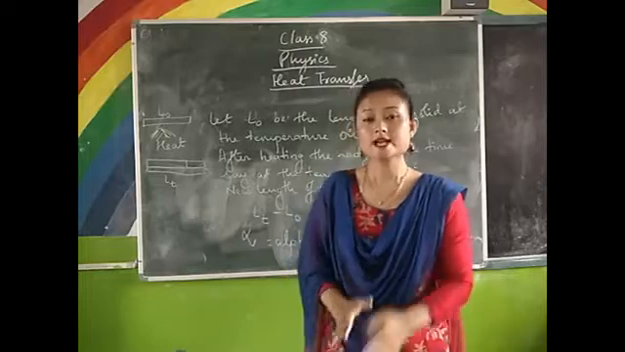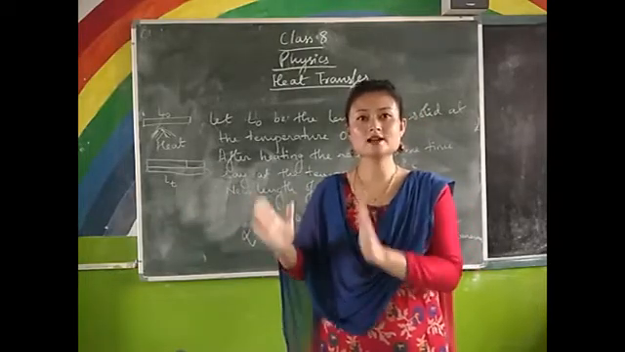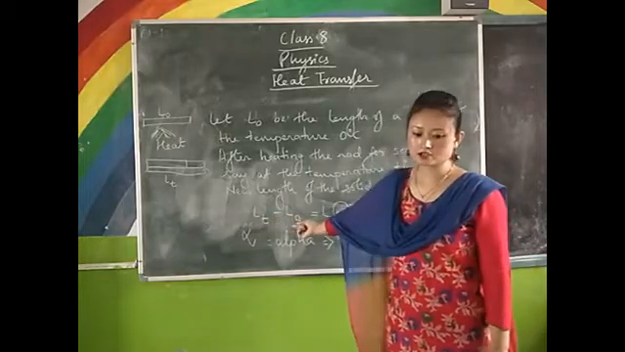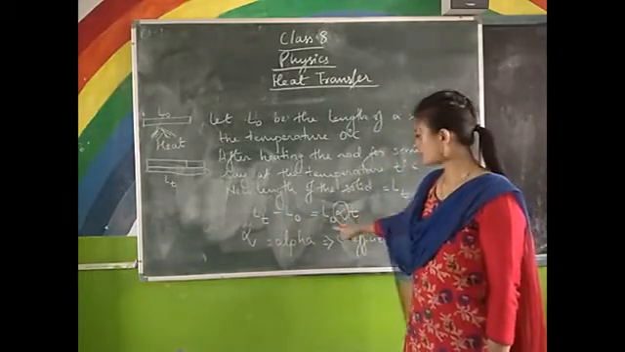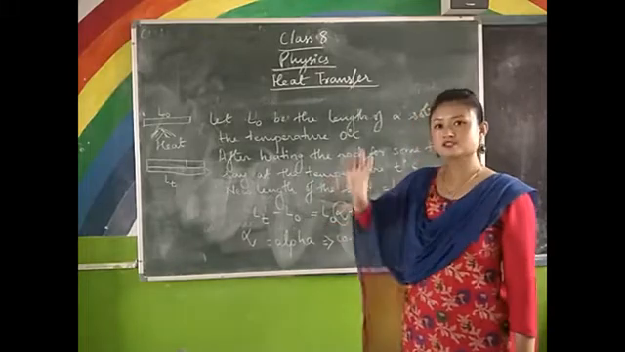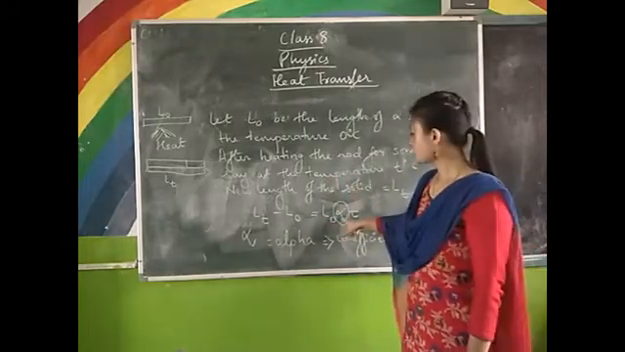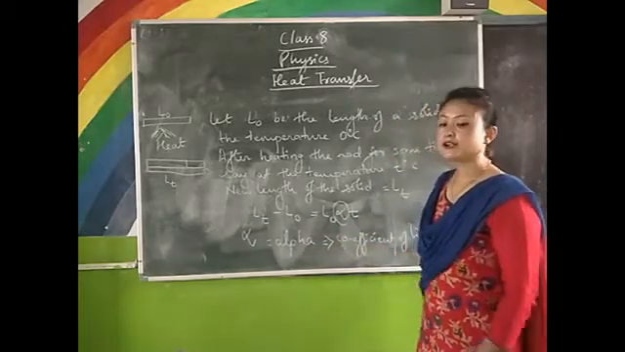So when a solid increases in length, by how much length does it increase? This is the expression: LT minus L0, which is equal to L0 alpha T. L0 is your original length, T is the temperature, and alpha is your coefficient of linear expansion.